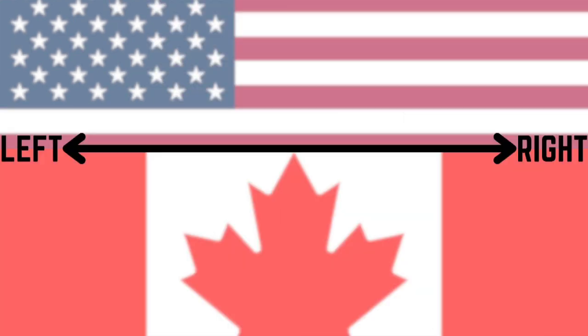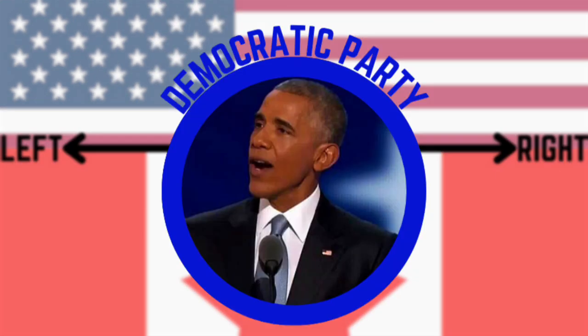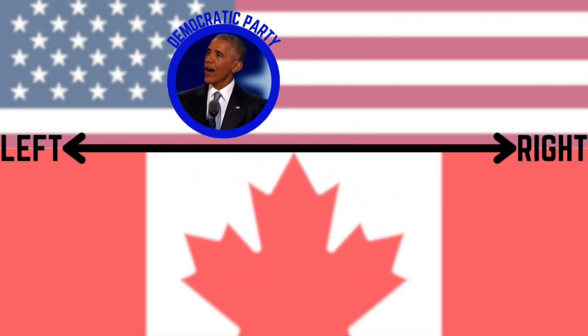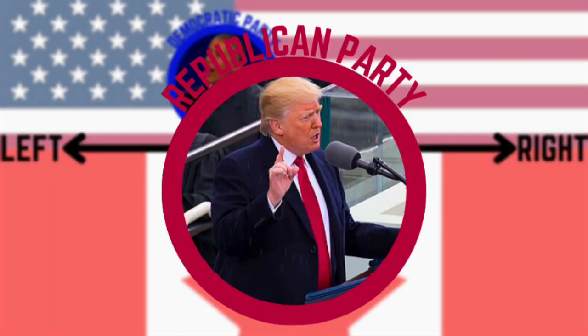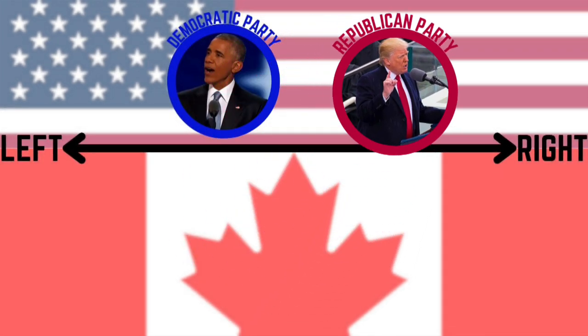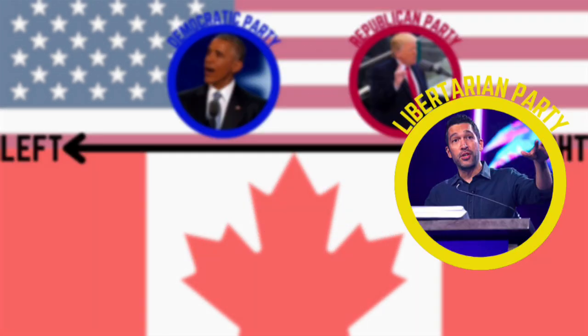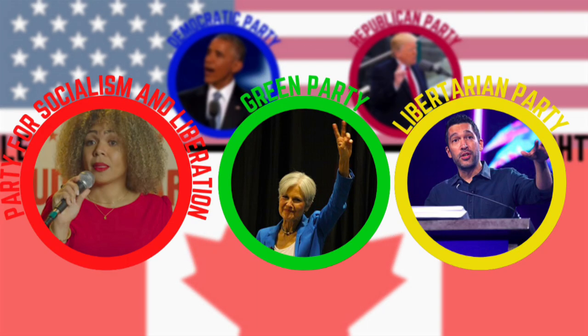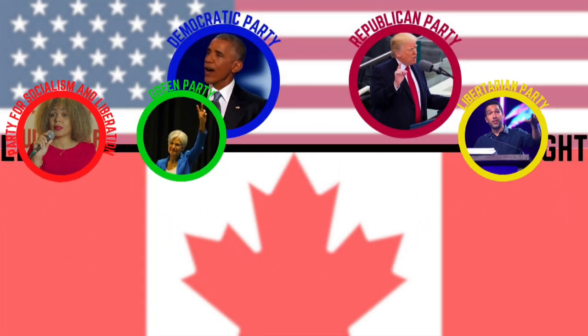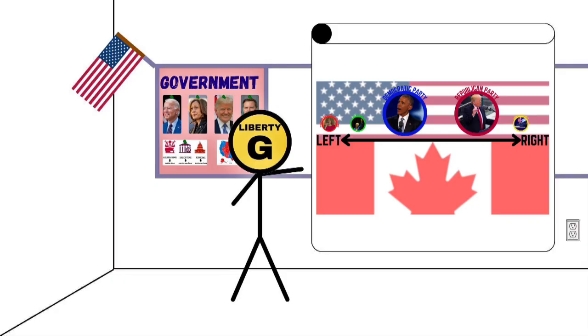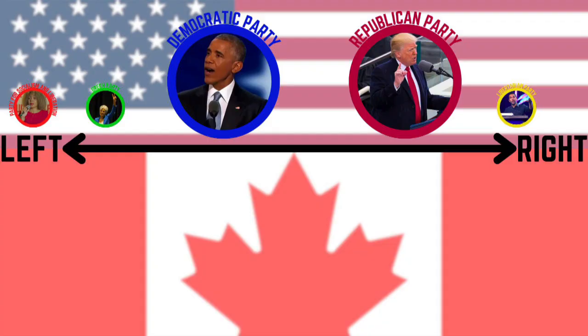So in America we have two major parties, the Democrats that are economically left-leaning and socially liberal, and the Republicans that are economically right-leaning and socially conservative. We also have other parties like the Libertarians and the Greens and the Socialists, but they're so tiny nobody really cares about them. Are you with me so far? No. Perfect. Canada also has two main parties.